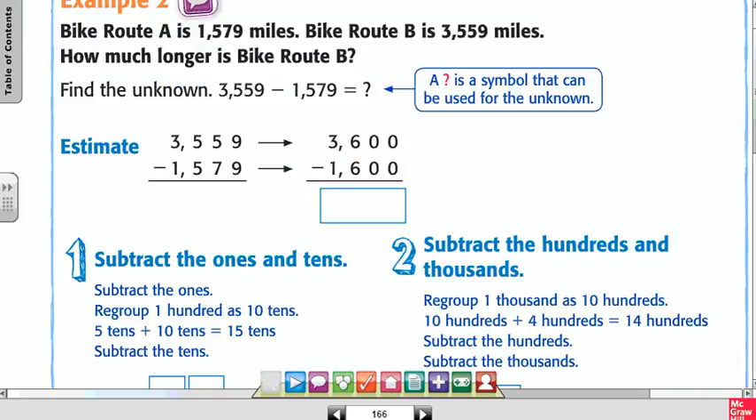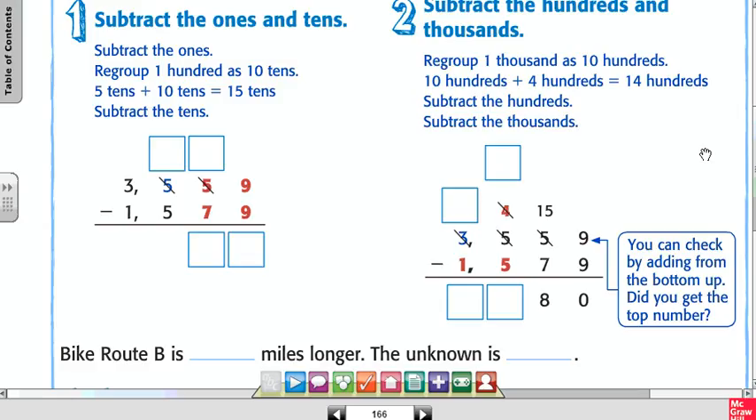So now it says bike route A is 1,579 miles. Bike route B is 3,559 miles. How much longer is bike B? Bike route B. So we're going to have to subtract. Obviously, the bigger number goes at the top, right? 9 minus 9, can I do that? 9 minus 9? I can do that. What is it? 0. I can do that one. 0. 5 minus 7, can I do that? Yes.